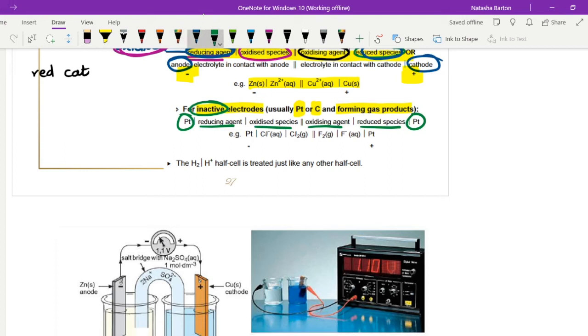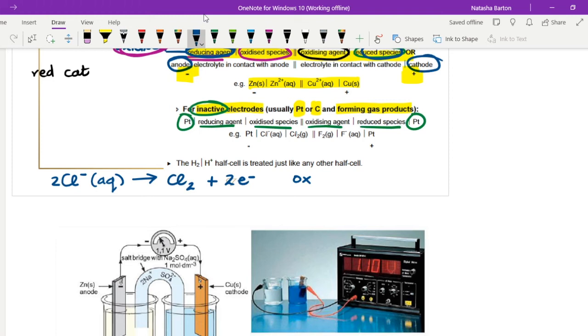So here we have a chlorine, fluorine galvanic cell. The way this would happen is we would have Cl- aqueous. The reaction here is Cl- aqueous is going to be oxidized because it's going to lose that electron and it's going to form Cl2 and two electrons. This is the oxidation half reaction.